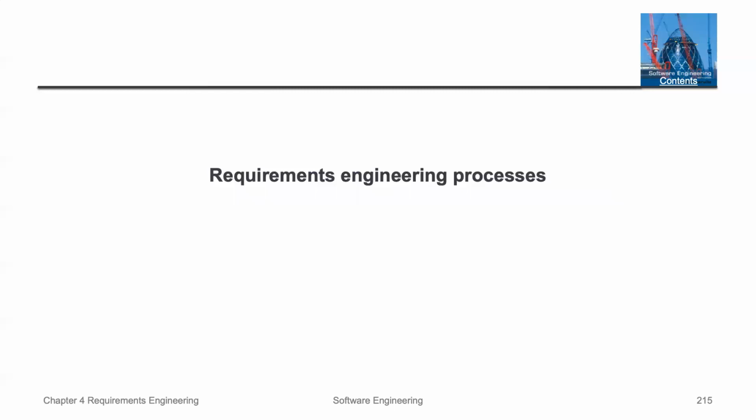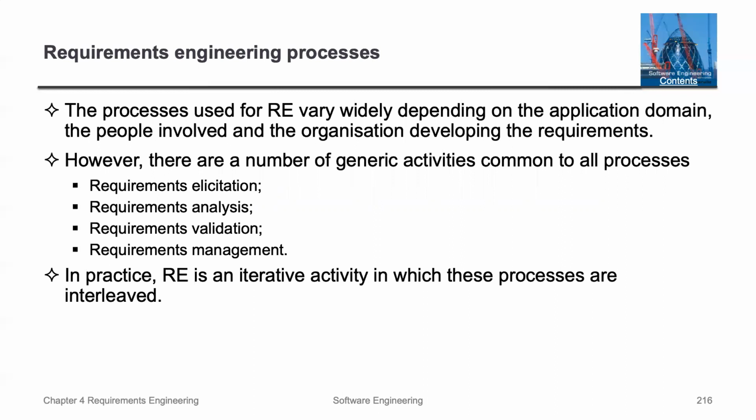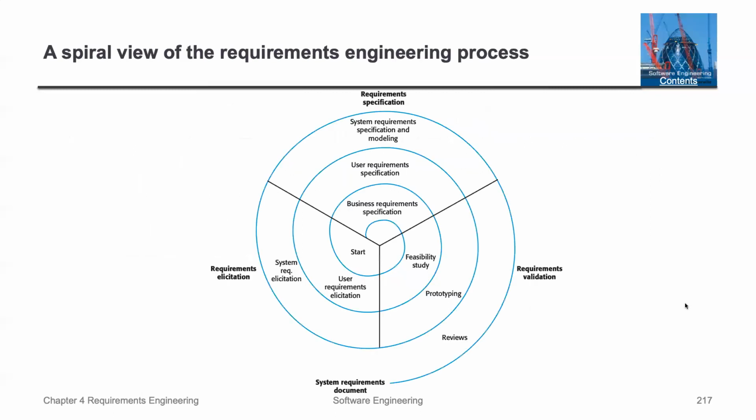So let's talk about the requirements engineering process. The processes used for requirements engineering vary widely depending on the application domain, the people involved, and the organization developing the requirements. However, there are a number of generic activities common to all processes: first the elicitation, then the analysis, the validation, and the management. In practice, requirements engineering is an iterative activity in which these processes are interleaved.